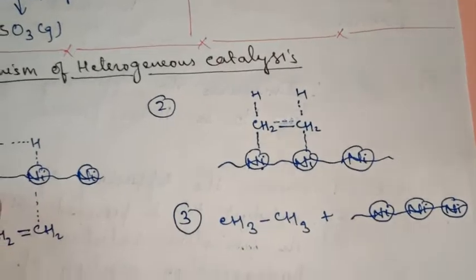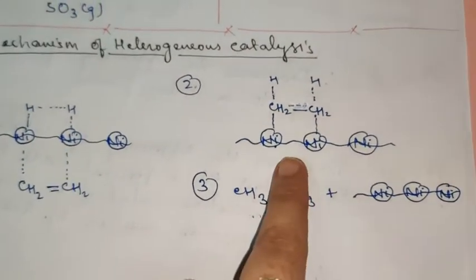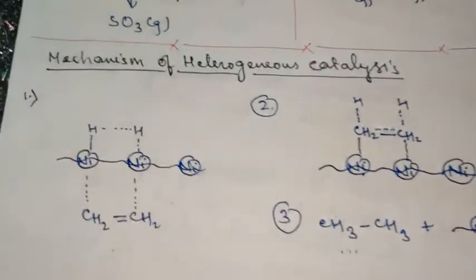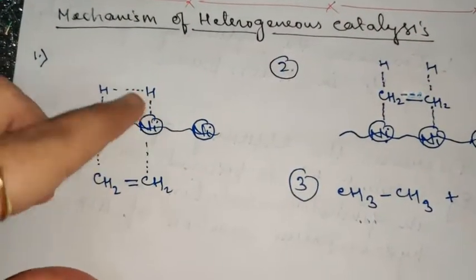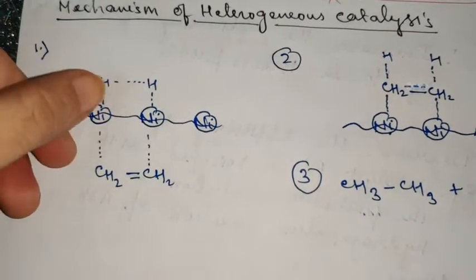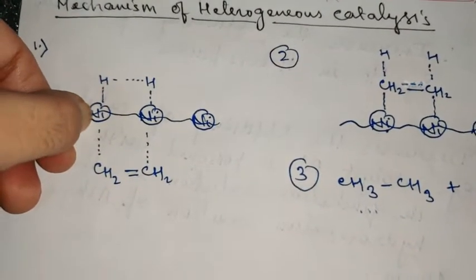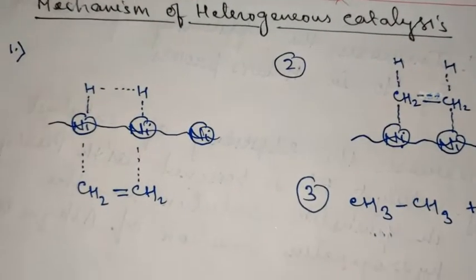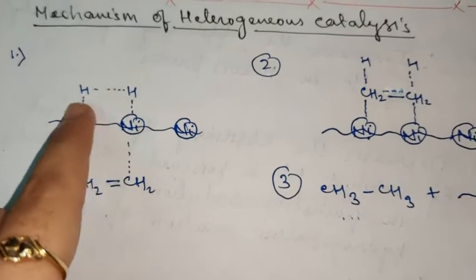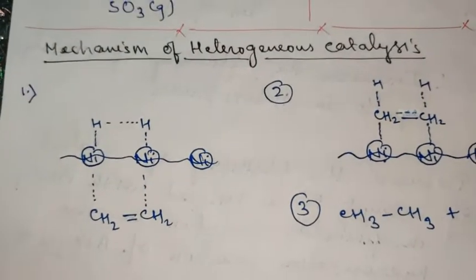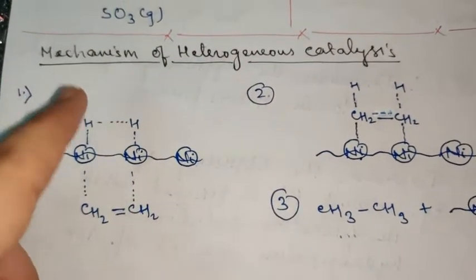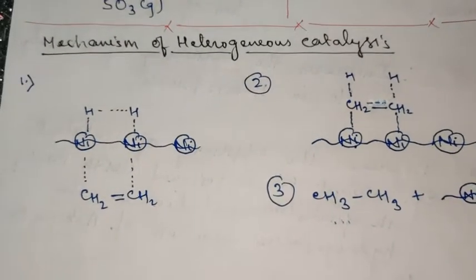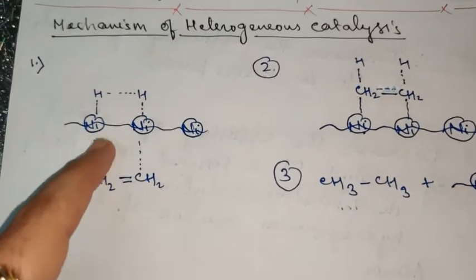In the second step, what happens? The bonds start getting weakened. You can see here that whenever a new bond is formed, children, the previous bond breaks. So hydrogen is forming a new bond with nickel, a temporary bond with nickel. In this case also a temporary bond is formed with nickel. So obviously the bonding between these two atoms will weaken. So now the two atoms of the hydrogen molecule will be free, as you can see. Similarly, here also new bonds are being formed.